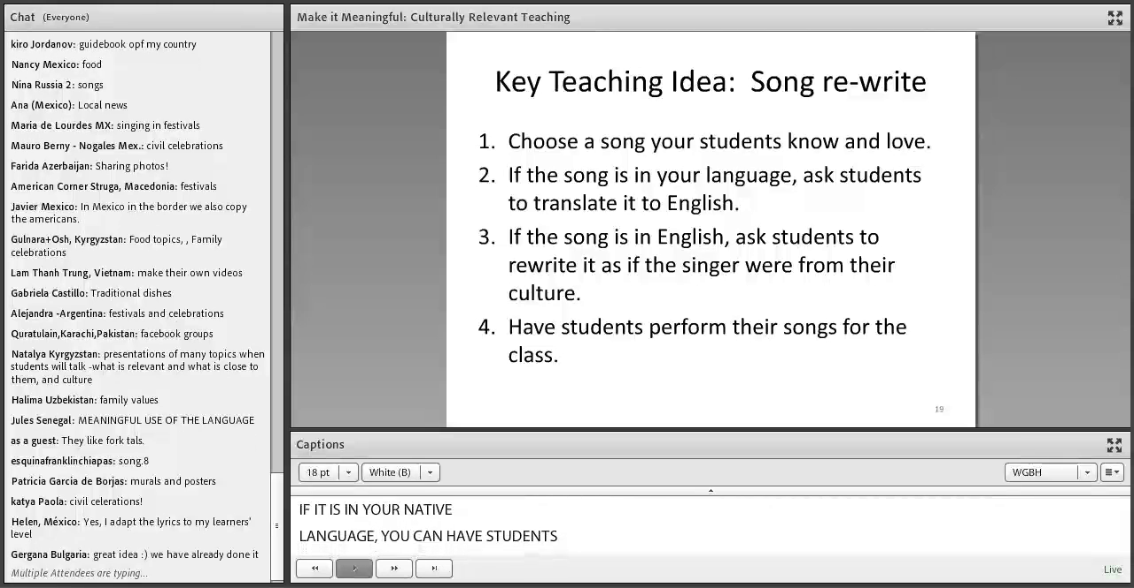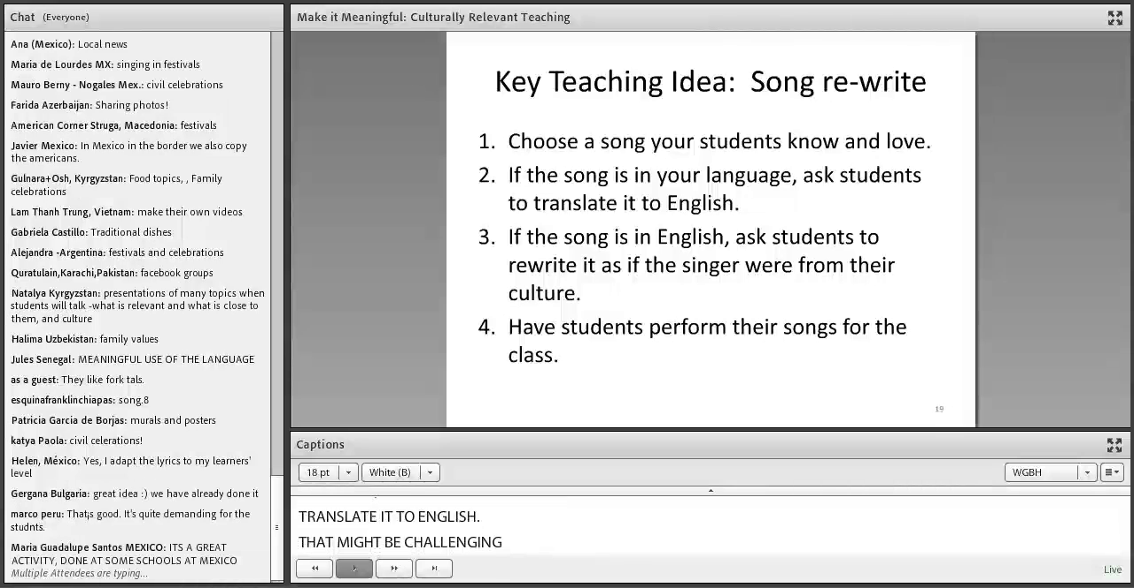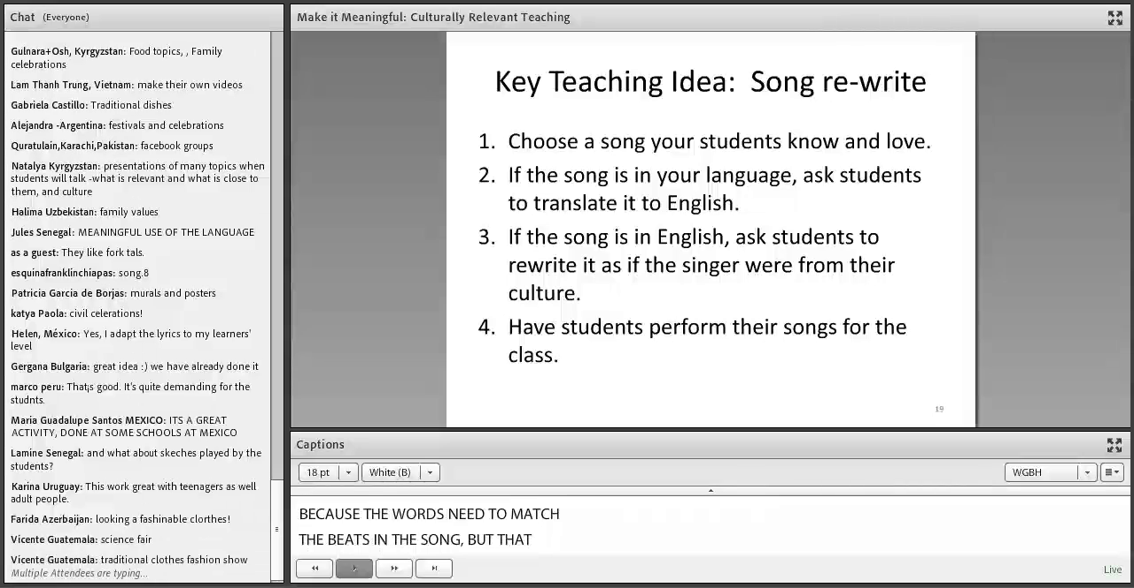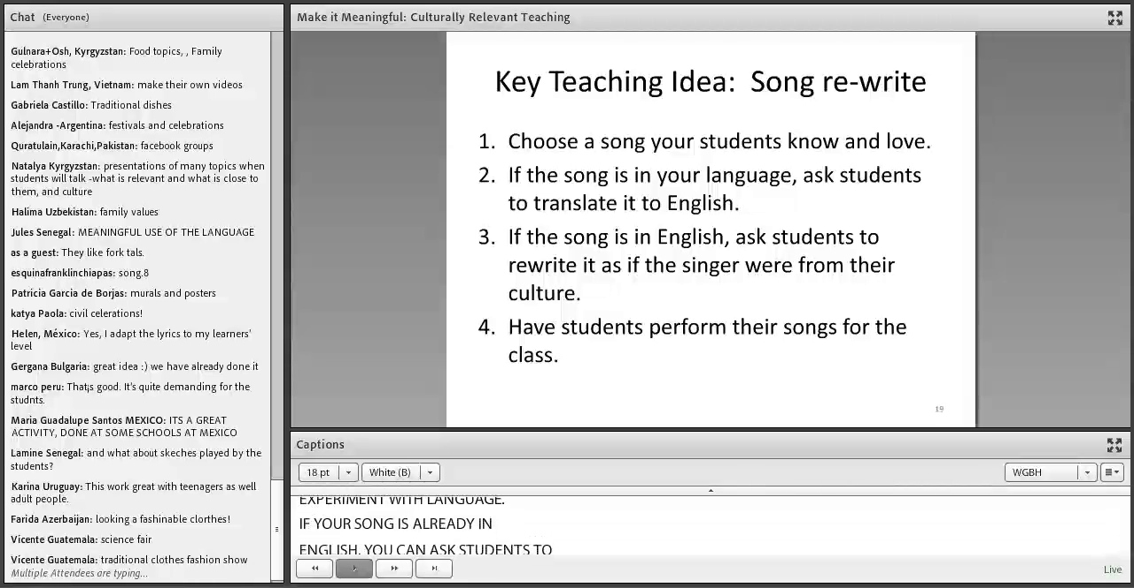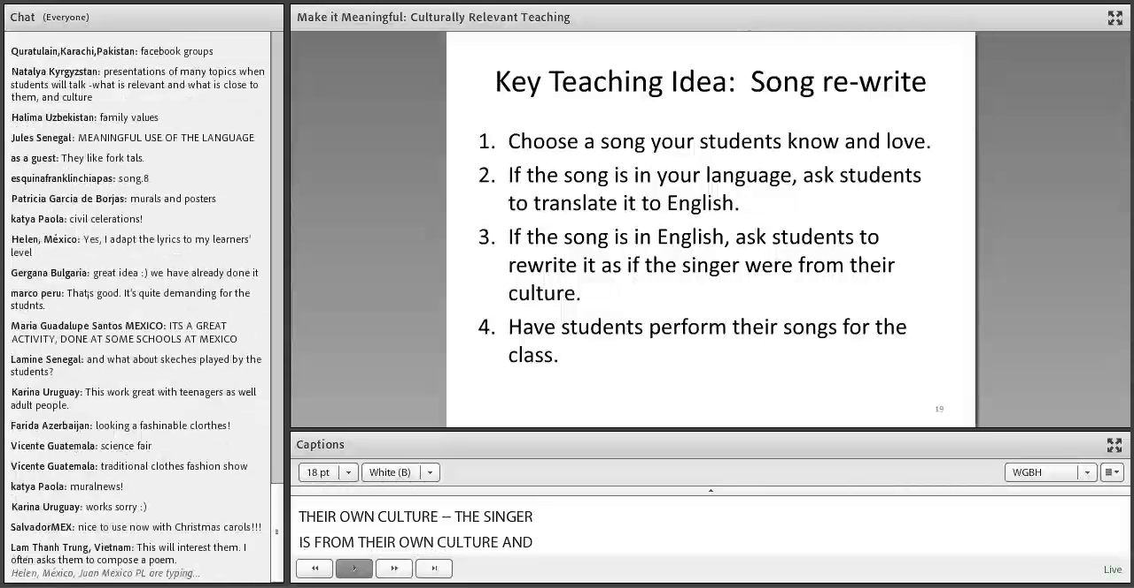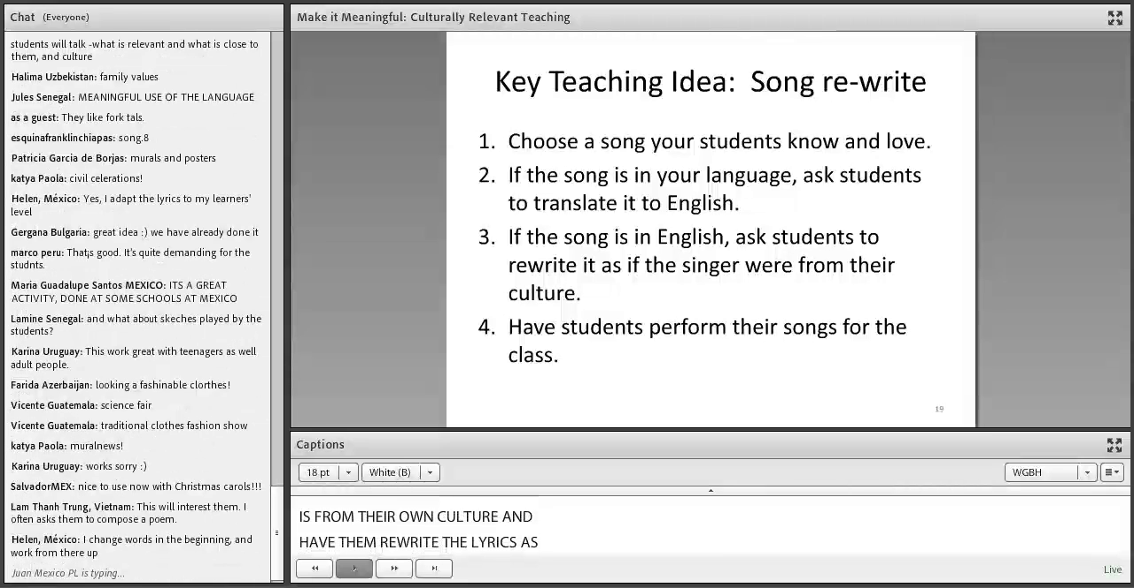That might be challenging because the words need to match the beats in the song, but that helps students start to experiment with language. If your song is already in English, you can ask students to imagine that the singer's from their own culture and then have them rewrite the lyrics as if that were true. And then you'll have students perform for the class.